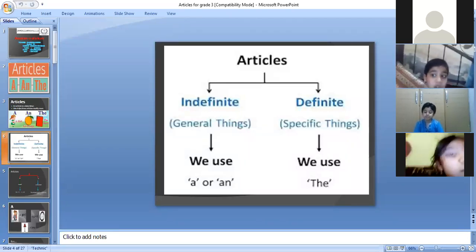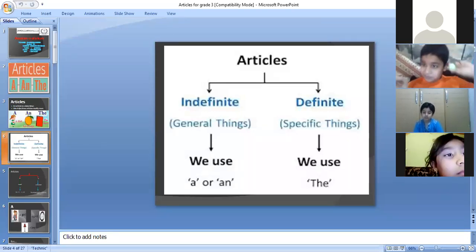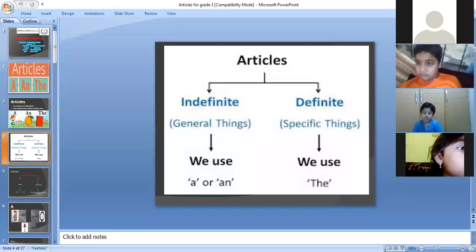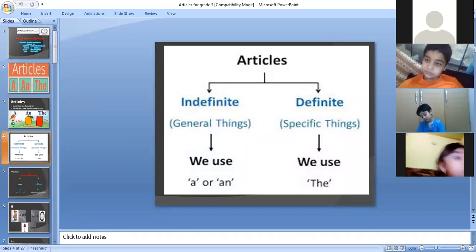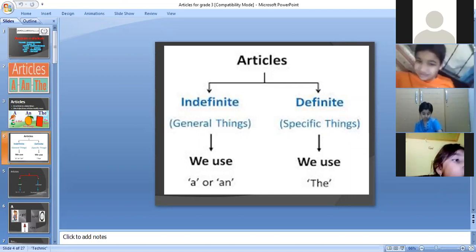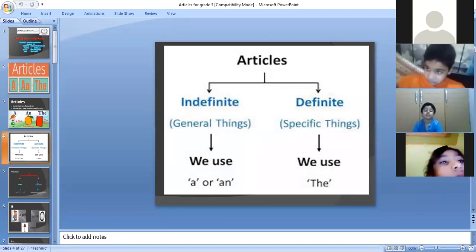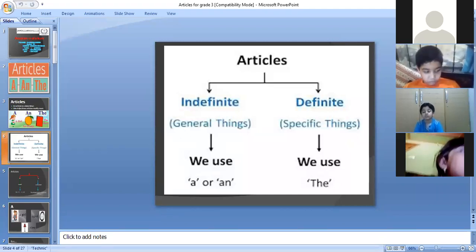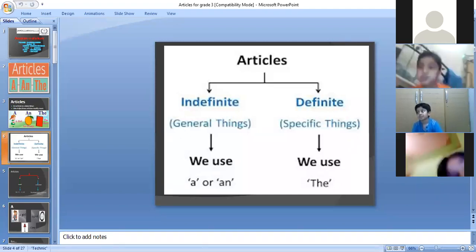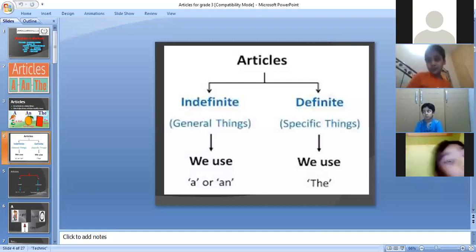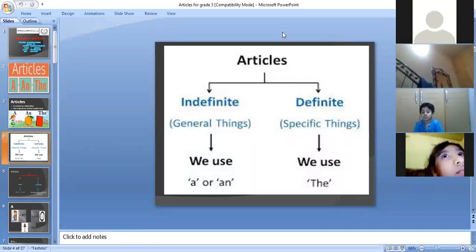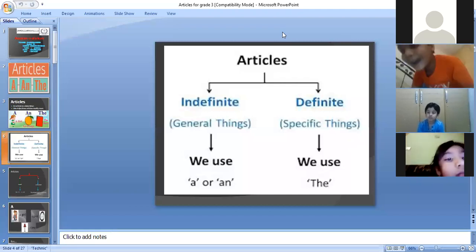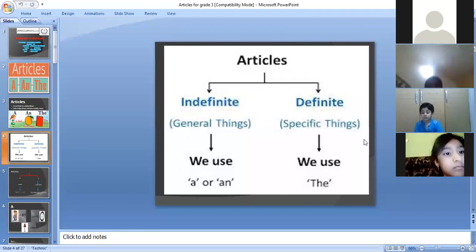But when we talk about the, it is called a definite article because we talk about specific things, particular things. For example, Mary tasted the cake which was made by her mother. So it means we are talking about that particular cake which her mother made for her. Is it clear, dear children?